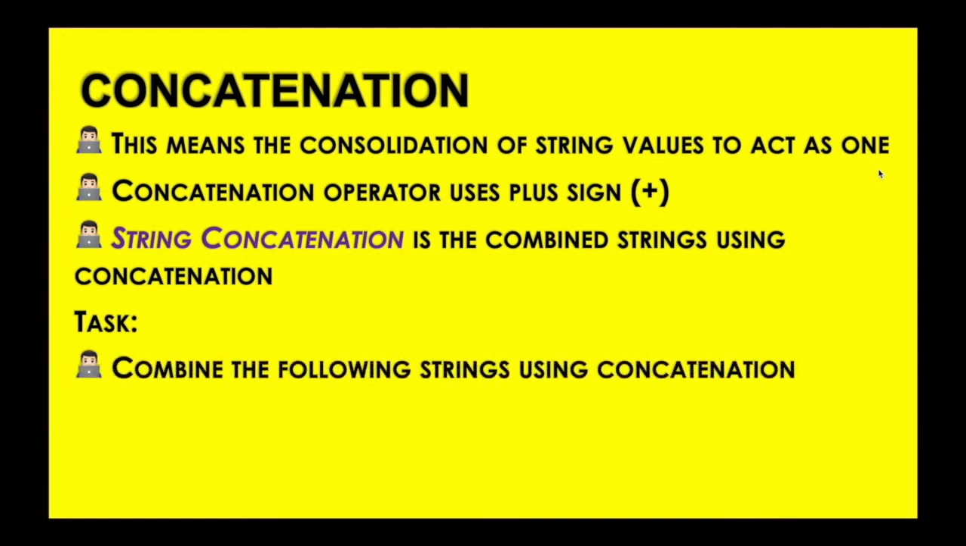Our task is to combine the following strings using concatenation. For our string 1, the variable is str1, is "the engineer". This is a string since we have the double quotes at the beginning and at the end of these two words. And for our second string, str2 equals "trader". We will combine them to have the final string concatenation, which is "the engineer trader". Okay, so let's go to our Jupyter notebook.